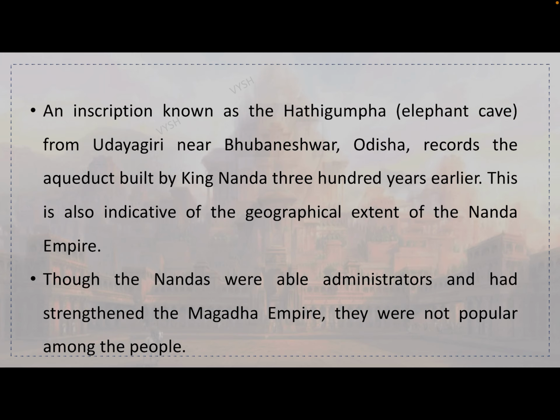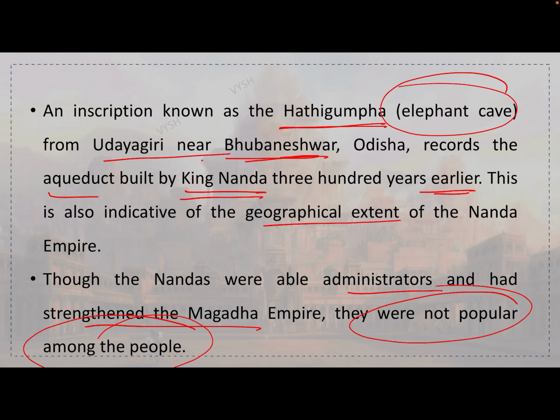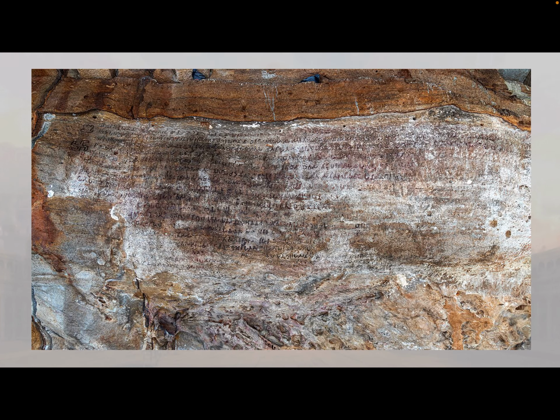An inscription known as Hathi Gumpha, elephant cave, from Udayagiri near Bhubaneswar, Odisha, records the aqueduct built by King Nanda 300 years earlier. This is also indicative of the geographical extent of the Nanda Empire. Though the Nandas were able administrators and had strengthened the Magadha Empire, they were not popular among the people. There were many reasons. So this is the inscription of the Hathi Gumpha.